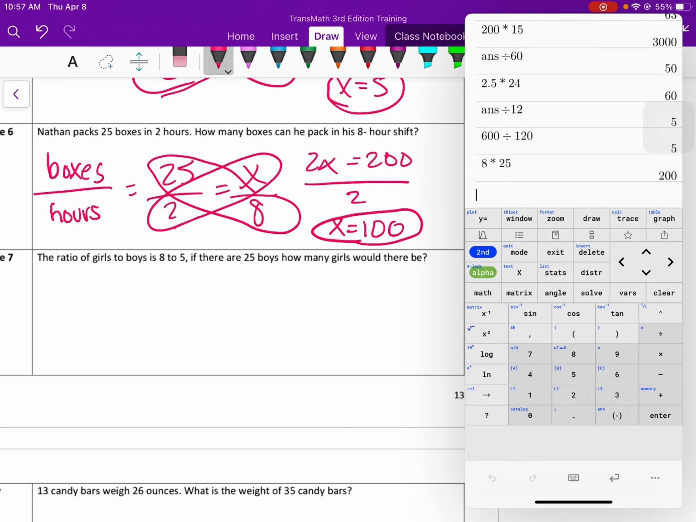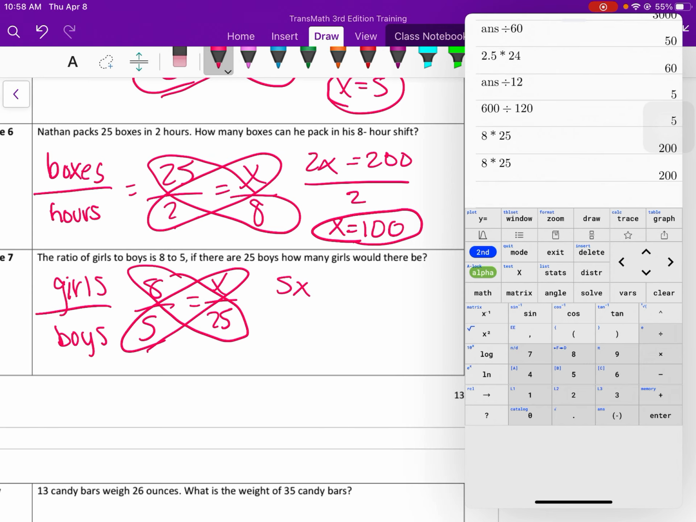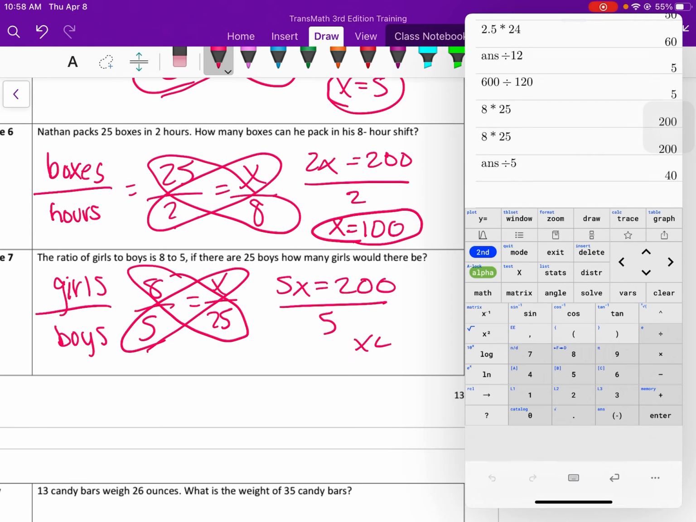The ratio of girls to boys is 8 to 5. If there are 25 boys, how many girls would there be? So put girls for boys. And then x over 25. So 5 times x is 5x. And then 8 times 25 equals 200. 200 divided by 5 is 40. So that would mean that there are 40 girls.